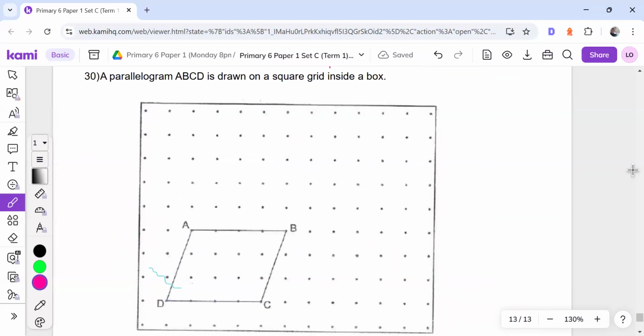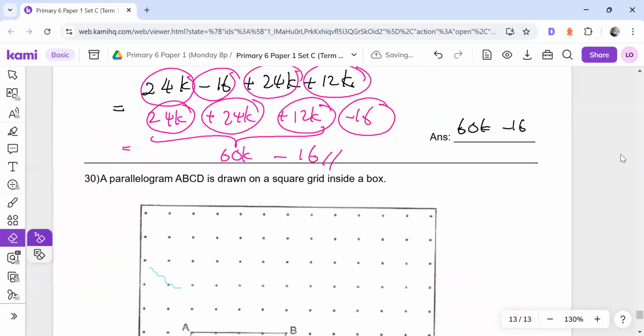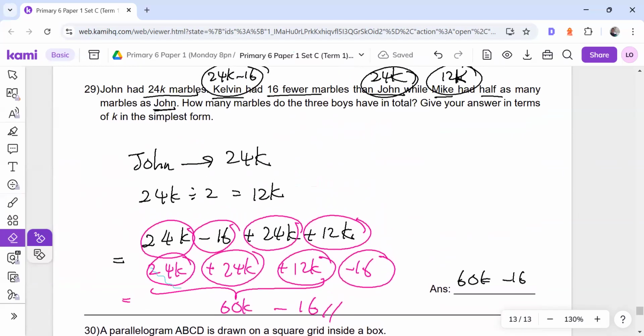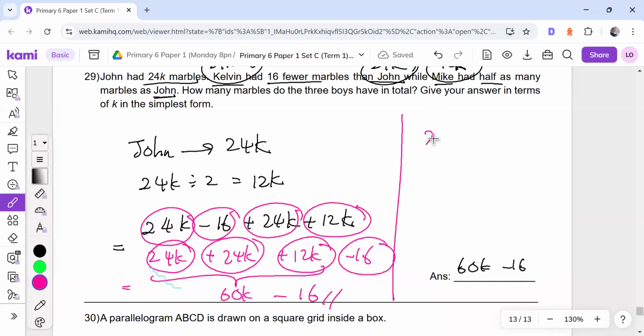Yes, Ruel? But for question 29, they say in simplest form. Okay, simplest form. So is this a simplest form? Yes, it's a simplest form already. So what is not the simplest form? When you write like this and then you put that as your answer, that is not correct. That is not the simplest form.